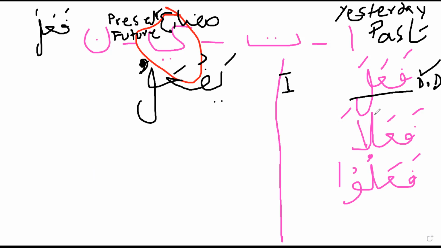What is the meaning of fa'ala? Fa'ala means do. Now, if you want to make a sentence from fa'ala, first of all, fa'ala talks about male or female? Male. So he will come, right? If you are making a sentence, you will start with he.